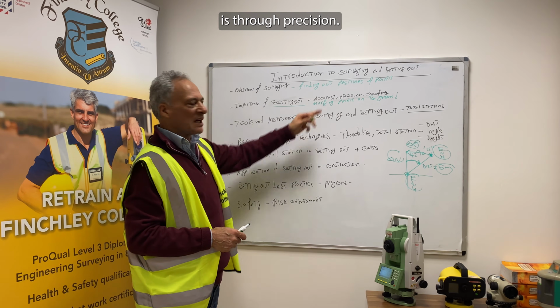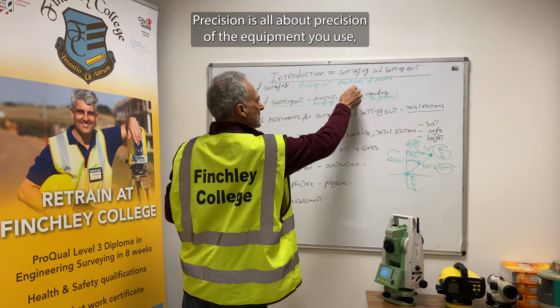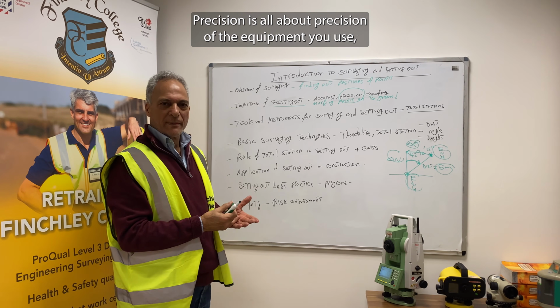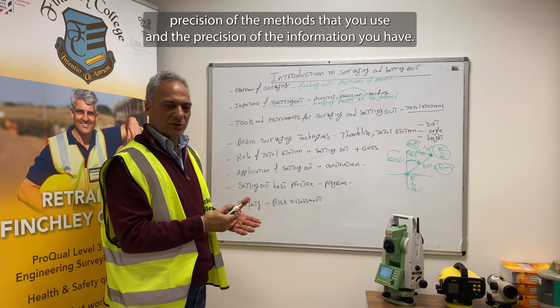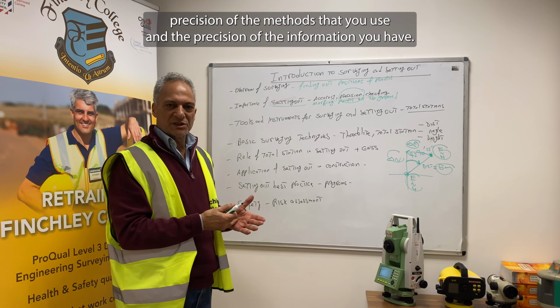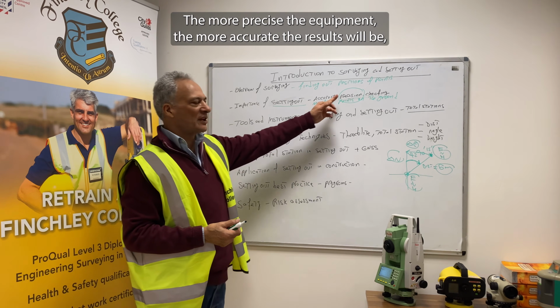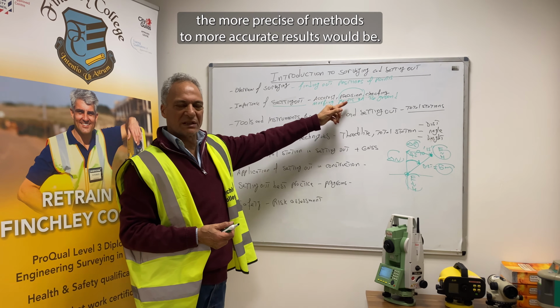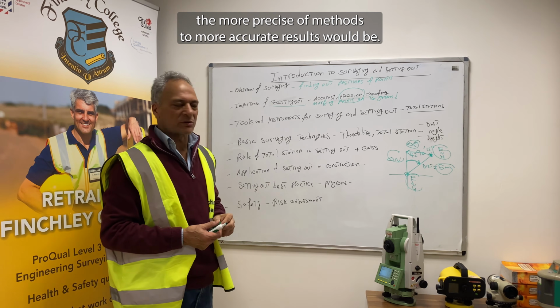How you achieve that accuracy is through precision. Precision is all about precision of the equipment you use, precision in the methods that you use, and the precision in the information you have. The more precise the equipment, the more accurate the results will be. The more precise our methods, the more accurate the results will be.